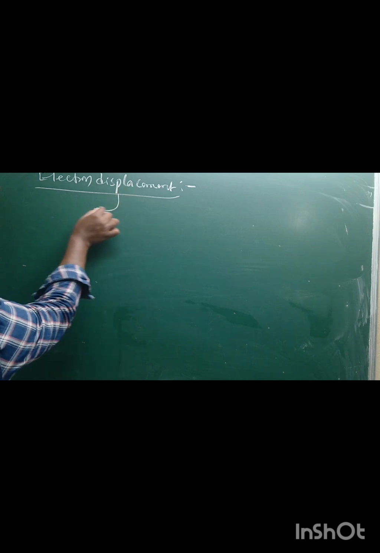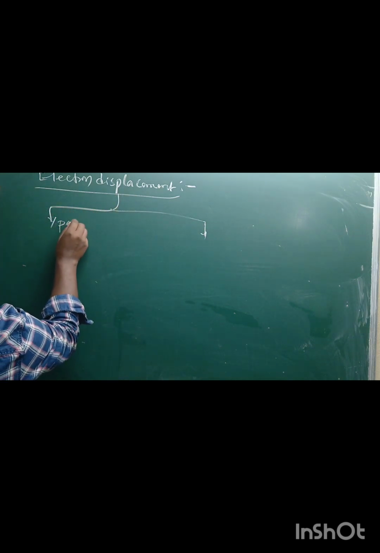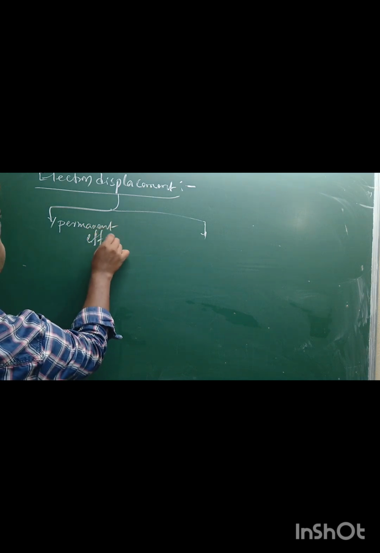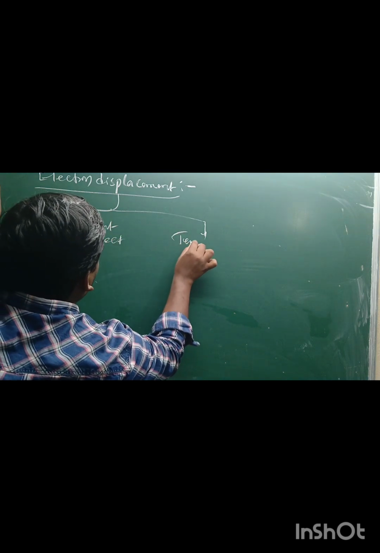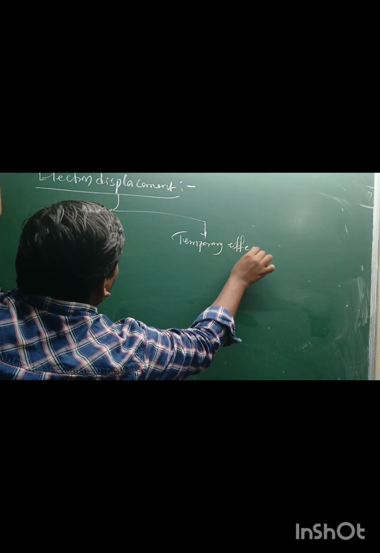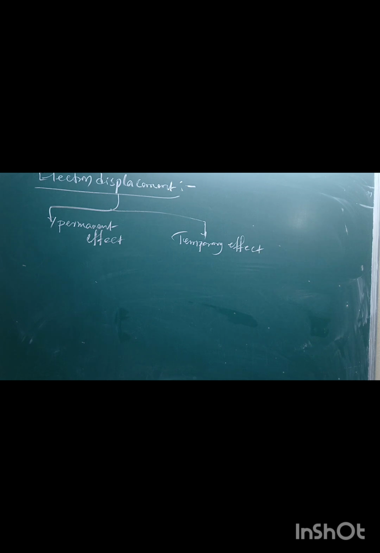This electron displacement effect is classified broadly into two categories, that is permanent effect and temporary effect. The movement or shifting of electrons from one atom to another atom is responsible for the chemical reactivity of some molecules and the relative inertness of other molecules.